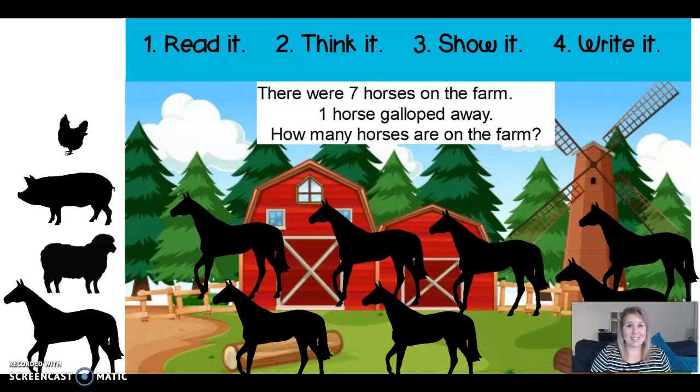Okay, this time we have horses. Let's read it. Step 1. There were 7 horses on the farm. 1 horse galloped away. How many horses are on the farm? Let's read it again. There were 7 horses on the farm. 1 horse galloped away. How many horses are on the farm? So now step 2, let's think about it. Did we add horses together or did we take horses away? You're right, we took horses away.